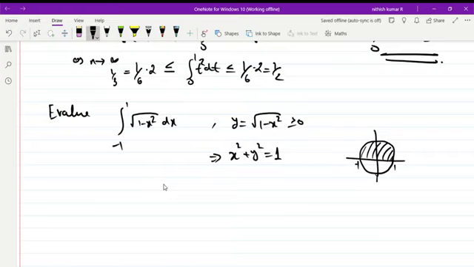It's a unit circle. So this integration represents the area of half of the circle. Half into the area of the circle. And what is this? It is nothing but 1 by 2 into, what's the area of the full unit circle? It is pi. The area of this circle is pi, but I need only half, so it is pi by 2. So the integration is this.